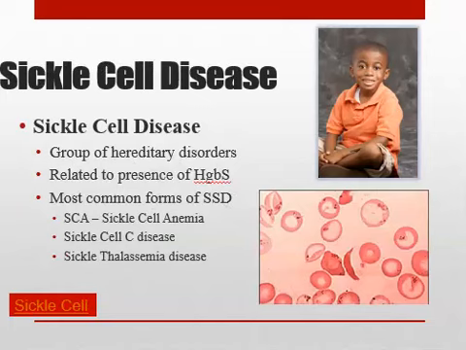You can see here, it is a group of hereditary disorders related to the presence of hemoglobin S. The most common form of sickle cell disease, which is a group of disorders, is going to be your SCA, which is sickle cell anemia. That's the one we're going to talk about today. Sickle cell C disease and sickle cell thalassemia disease. Those are hemoglobin C and S, and they don't turn into mature red blood cells just like sickle cell anemia, but it's a little different, okay?